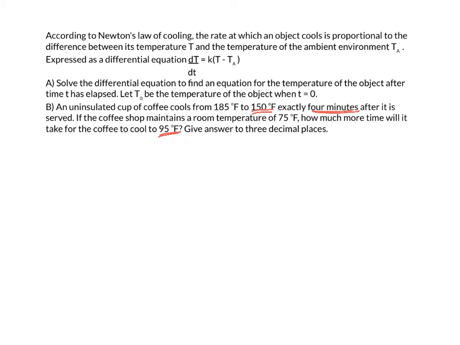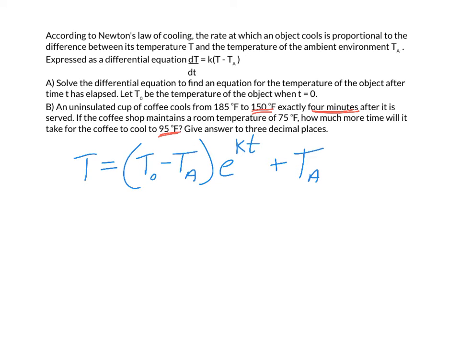Okay, so I'm going to start with that formula that we just had. Its temperature at any time is the starting temperature minus TA, e raised to the KT, plus the ambient temperature, TA. Here we do know the starting temperature, that's 185. The ambient temperature, that's 75. The temperature we want to get to a little bit later is 95. We have our time, which is 4 minutes. So our problem is we don't know what K is, so we're going to have to use some information and find K.